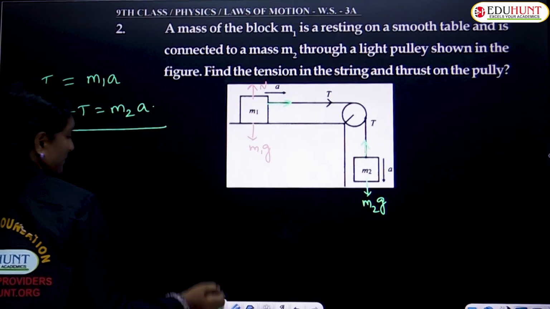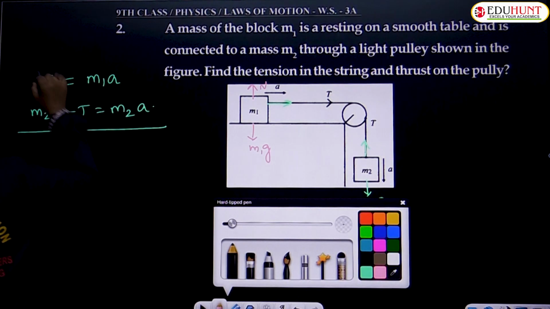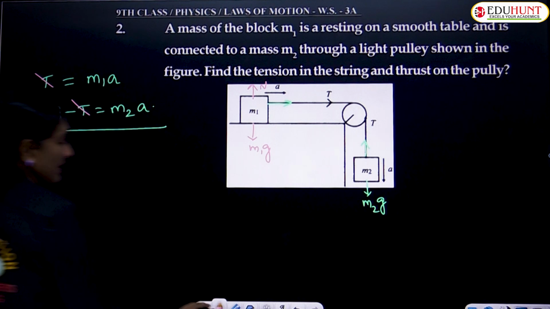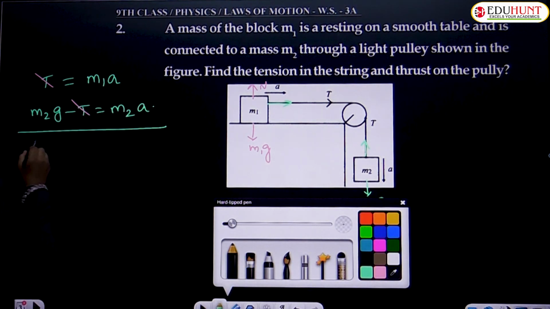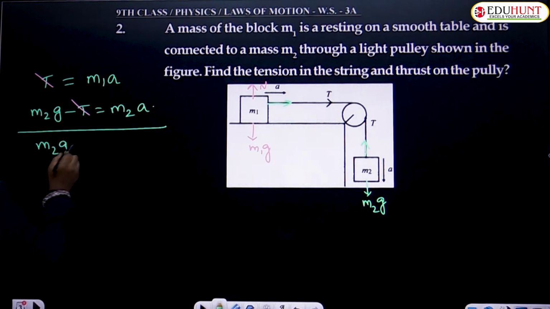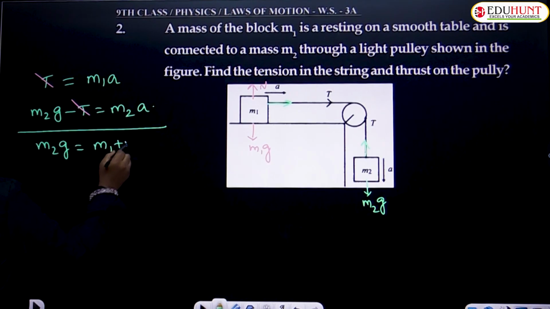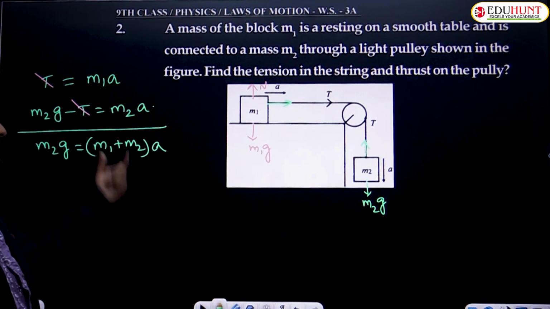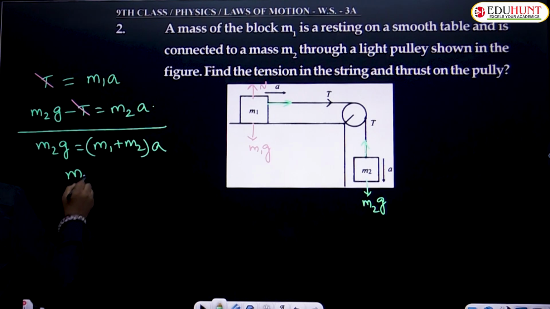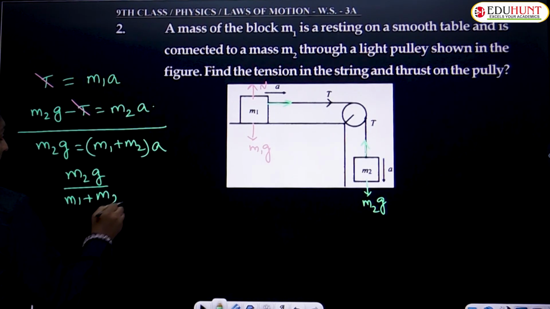So let us try solving both the equations. Plus T and minus T will cancel. Then you are left with M2g is equal to M1a plus M2a. Taking a as common, you are left with M1 plus M2 into a. Bringing M1 plus M2 to the other side, we have M2g by M1 plus M2 as the value of the acceleration.